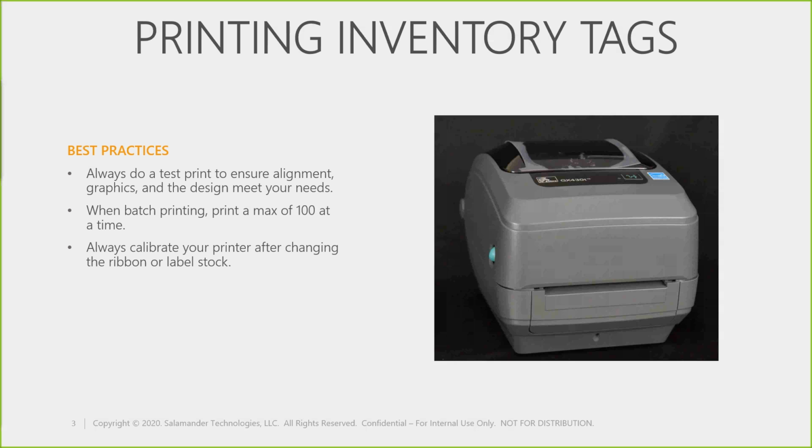Second thing is when it comes to batch printing, we recommend that you print a max of 100 at a time. The main reason for this is time. The more records you're printing, the longer it takes to organize and pass information to your printer. When we test this out, printing 100 labels or tags takes anywhere from 3 to 5 minutes. If you're printing thousands of tags, that time is going to multiply, so it's going to be a lot longer while your computer gets prepped and ready to print those tags.